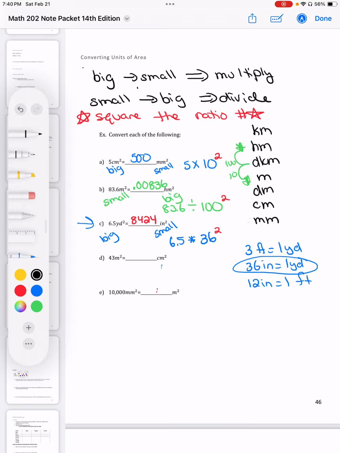Alrighty, let's see how you did here. Meters is bigger than centimeters. So I'm going to be multiplying, and to go from meters to centimeters, there are 100 centimeters in a meter, and I have to square that. So my answer is going to be 430,000.